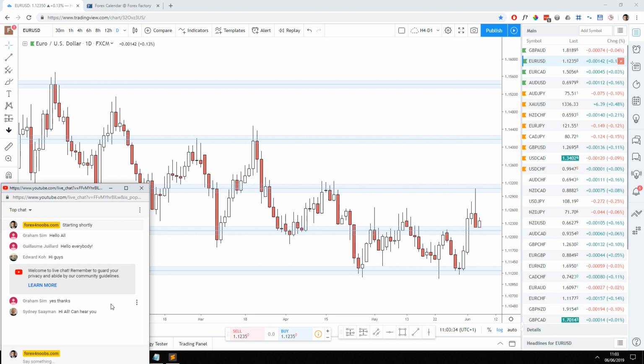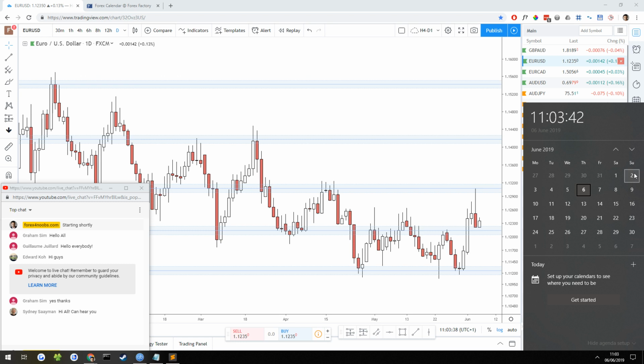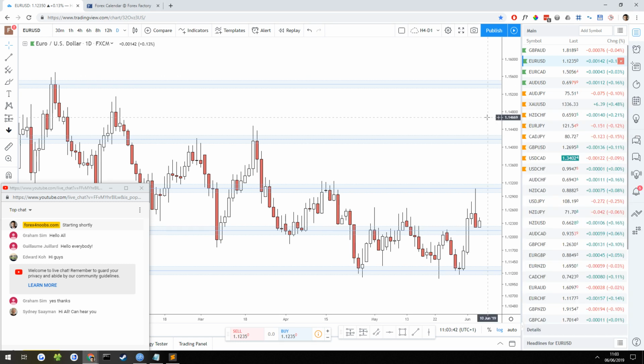In today's analysis, first we should start with today is Thursday, the 6th of June 2019. Time is 11:03 a.m. here in the UK. You're looking at a GBP AUD daily chart. In today's analysis, we're going to be looking for price action setups across all of these pairs.